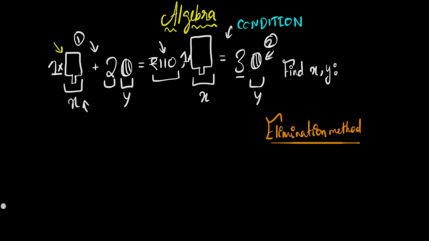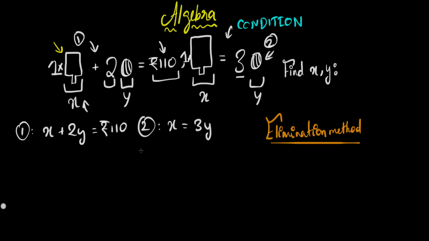Alright, I took bat as X, I took ball as Y. So let's just write down what we wrote. My equation 1 is X plus 2Y is equal to rupees 110. Equation 2 is X is equal to 3 balls. I represented these letters with the meaning of the thing they're representing. Or you could write it down.